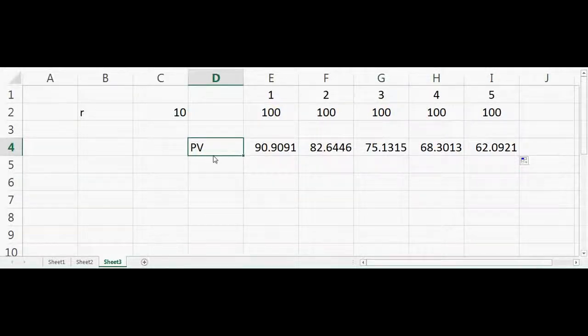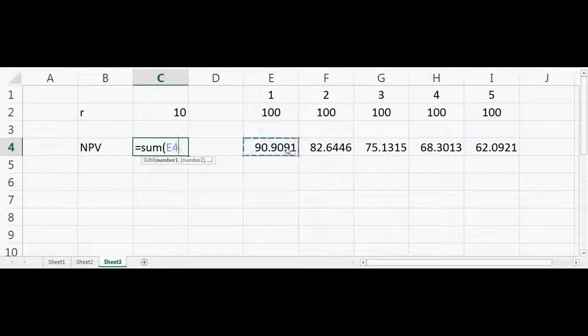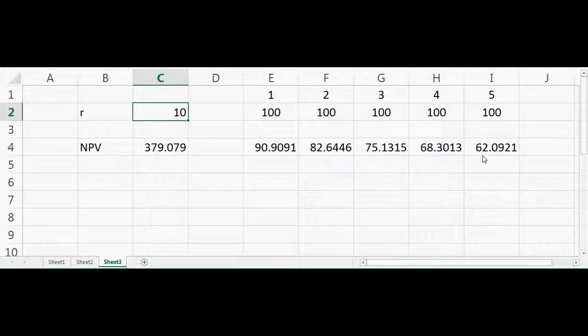we can say NPV, net present value, is equal to the sum of all these numbers together. So this is your net present value. So now we can check whether we did this calculation correctly or not.